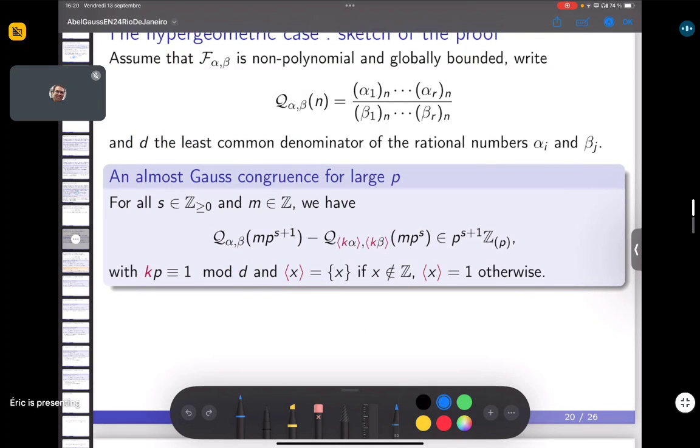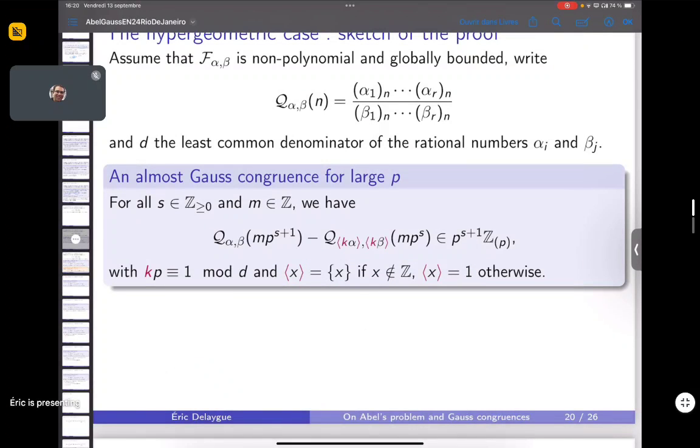Then we have this notation, the angle of x, which is the fractional part of x if it is not an integer. It is almost the fractional part, but when it is 0, we send it to 1. So if x is an integer, then angle of x is 1.